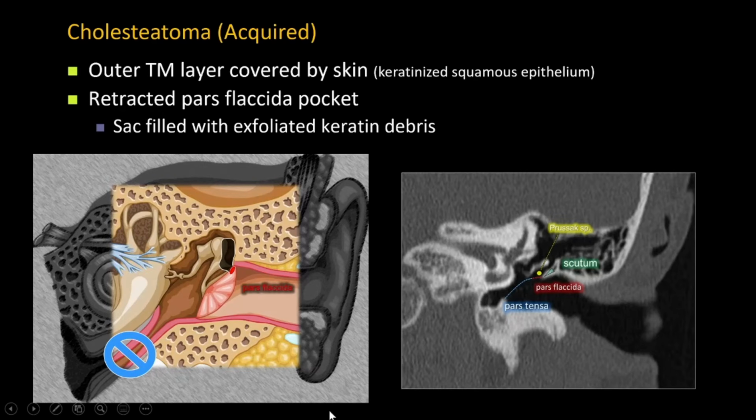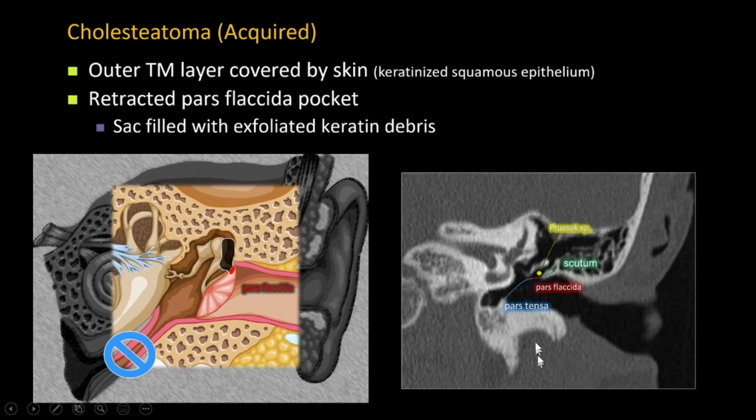So patients are going to continue getting recurrent infection in this pocket, and that causes a lot of erosion. So cholesteatoma is not a neoplasm, but it does cause a lot of local erosion or bony erosion. So the first thing that they tend to erode, of course, is the scutum.